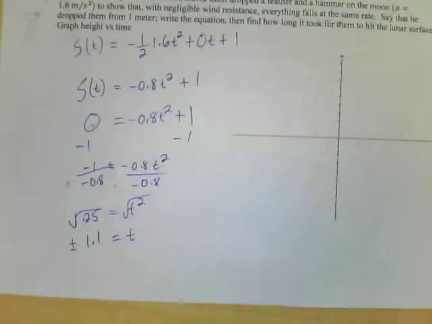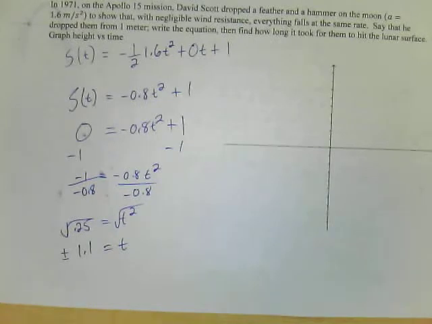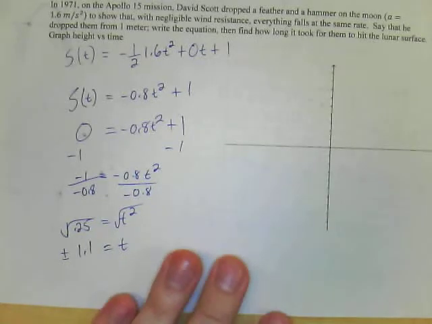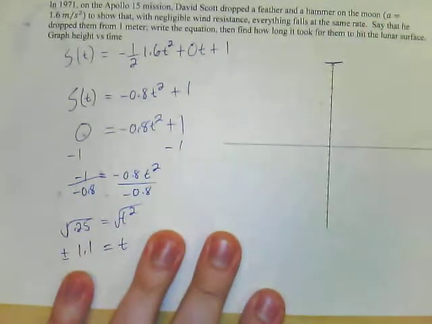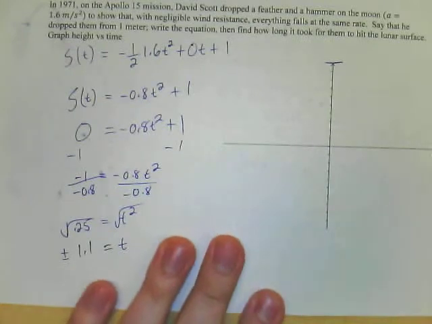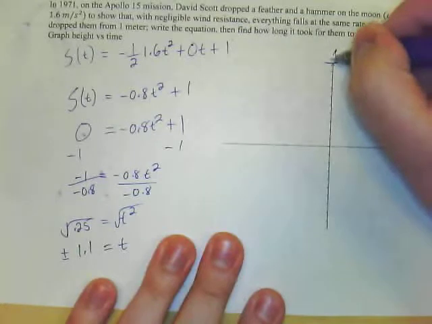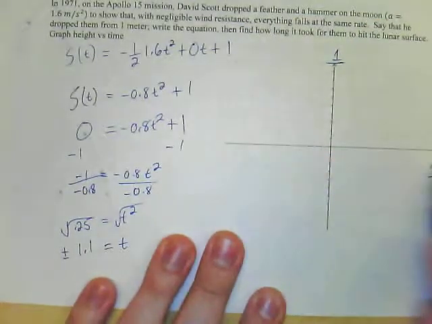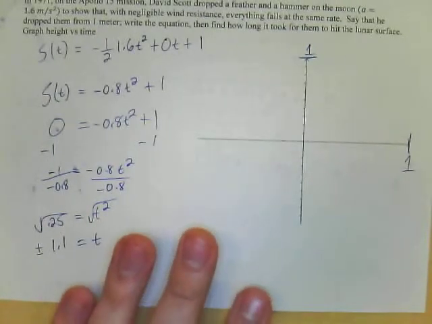So that means the hammer and the feather are going to hit the ground 1.1 seconds after being dropped. And again, there's this part that we don't need. It's also saying that it's going to hit the ground 1.1 seconds before it's dropped, which is obviously not going to be the case. So what we'll do here, because we've got values that are quite a bit smaller, let's say that this is 1 and that this is 1. So we're going to divide this up into very small increments here.